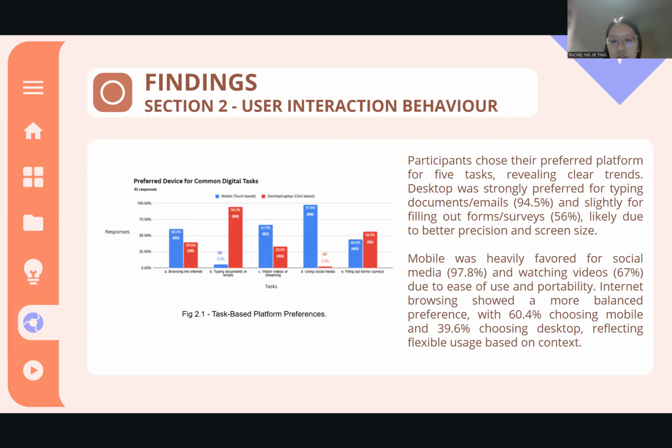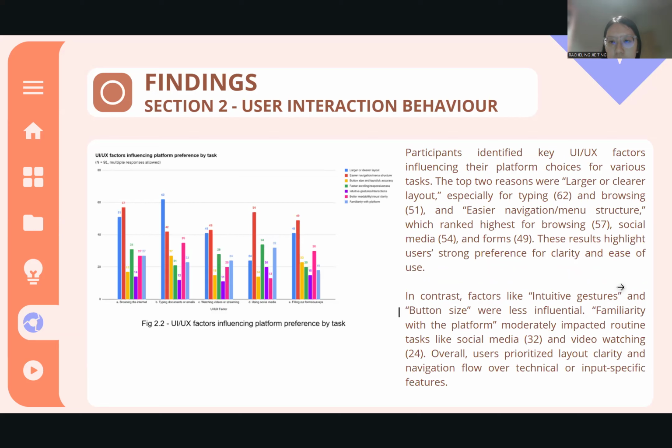Mobile was heavily favored for social media and watching videos, due to ease of use and portability. Internet browsing showed a more balanced preference, with 60.4% choosing mobile and 39.6% choosing desktop, reflecting flexible usage based on context. Participants identified key UI/UX factors influencing their platform choice for various tasks.